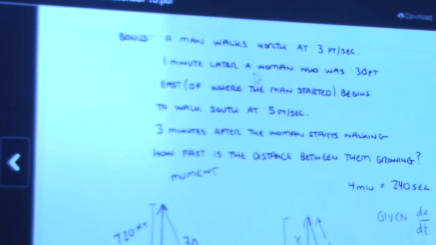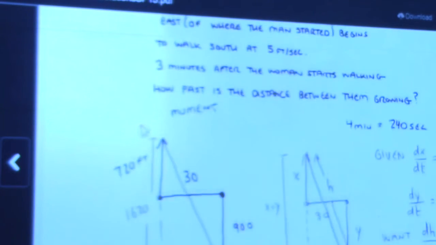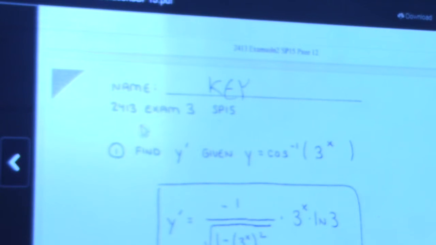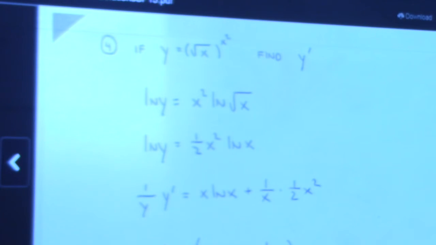Another related rate problem. Man walks, this was a bonus though. Man walks north, not because it was harder, it was just the time considerations. And exam 3, so, all right.